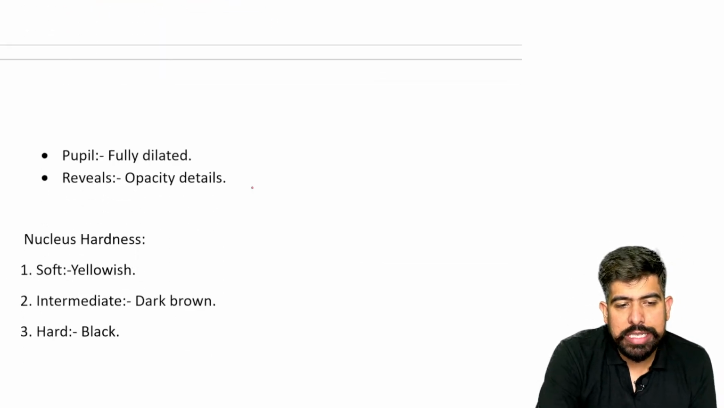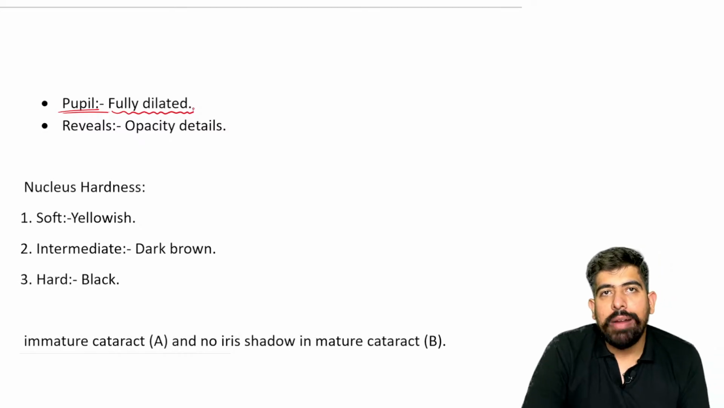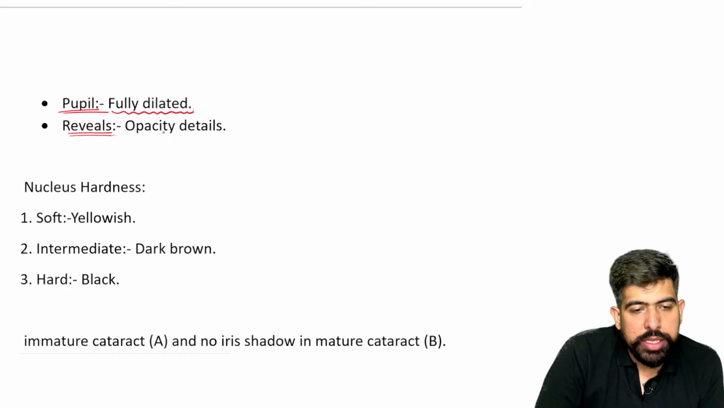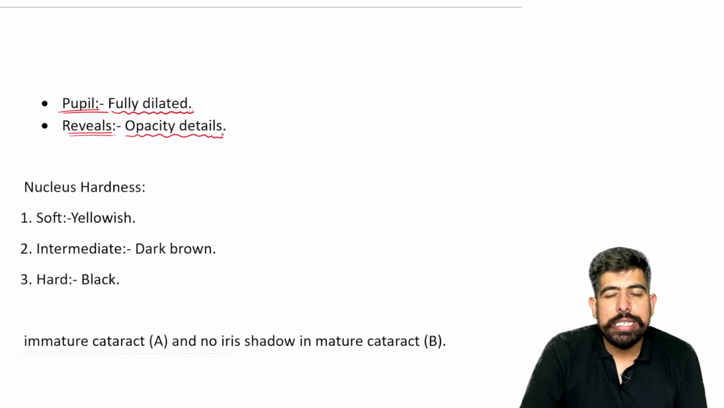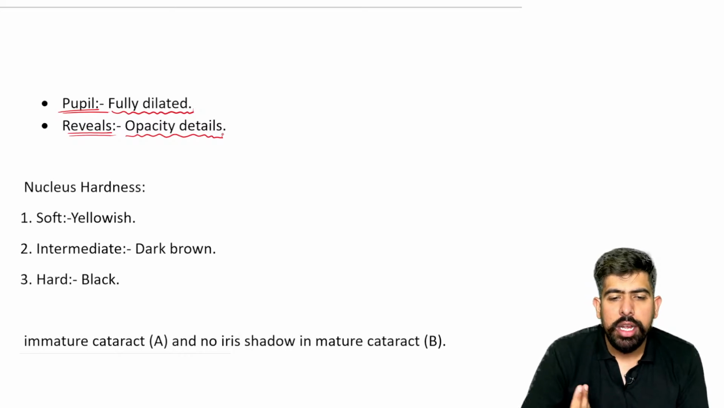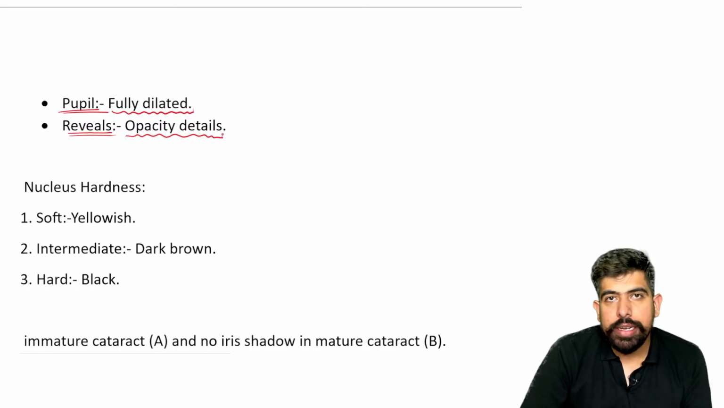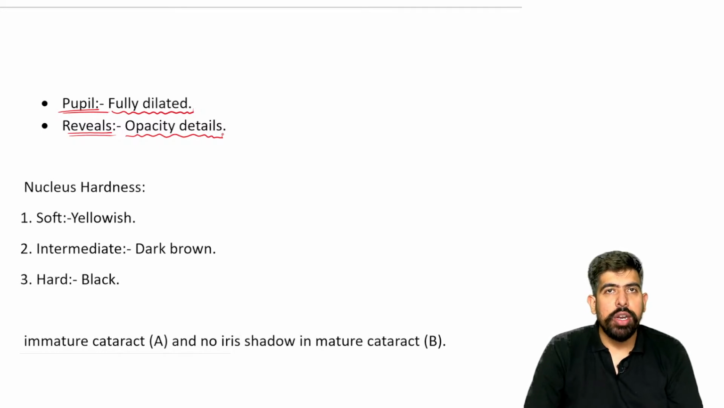Also, now we have the slit lamp biomicroscopy. In the slit lamp, please remember the pupil has to be fully dilated. So we give a cycloplegic drug for dilation of the pupil, and we reveal the opacity details. We have to see where the opacity is starting, a nuclear cataract or a cortical cataract, which type of cataract is there, right? Also, we can see whether the opacity is immature or mature, or maybe hypermature also.